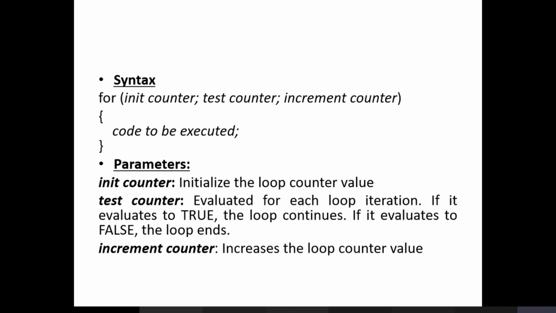So moving ahead, we have the syntax of the for loop: for (init counter; test counter; increment counter) followed by the code to be executed. The parameters we pass in the for loop are, first, the init counter, which initializes the loop counter value. So init counter is used for the initialization purpose.